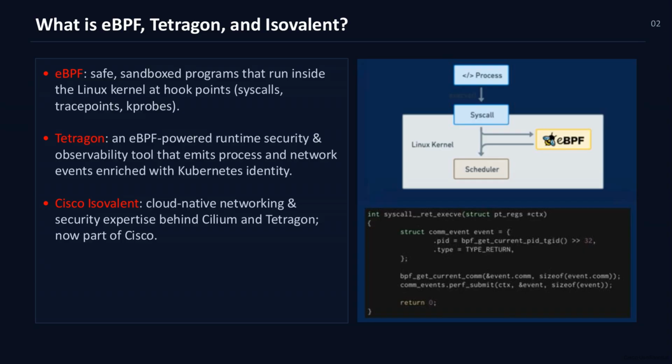On this slide, we start by defining eBPF, Tetragon, and Cisco Isovalent. eBPF consists of safe, sandbox programs running inside the Linux kernel at hook points. Tetragon, powered by eBPF, is a runtime security and observability tool that emits process and network events integrated with Kubernetes identity. Cisco Isovalent provides cloud-native networking and security expertise, now integrated into Cisco. Understanding these components sets the foundation for our discussion.